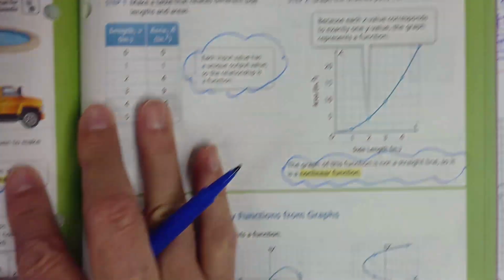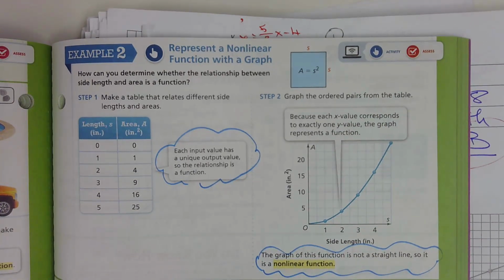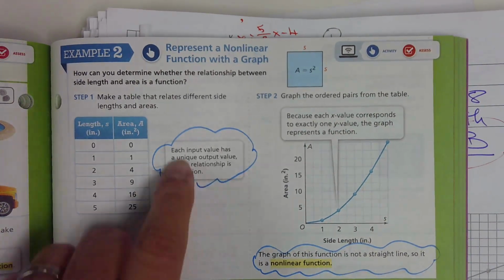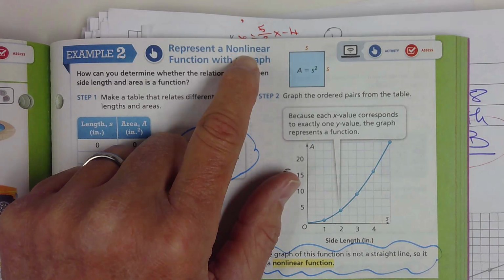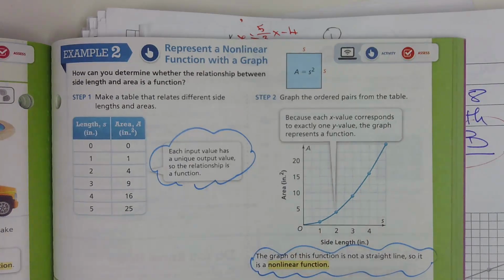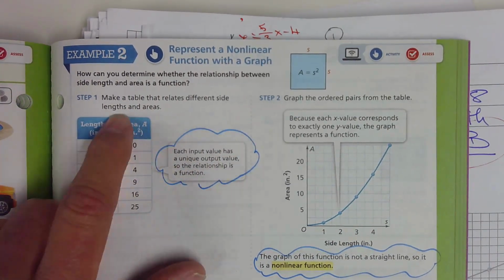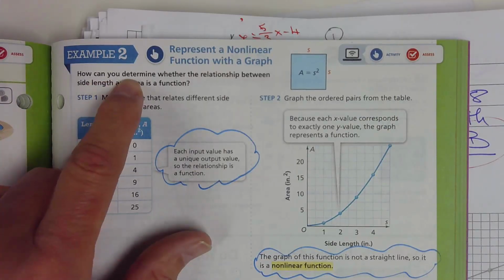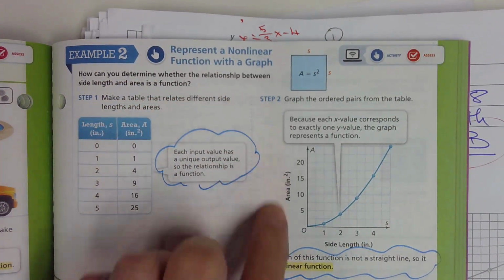Let's look at example 2. It says represent a nonlinear function with a graph. So nonlinear means it's not going to be a straight line. And you can just glance at the graph right here, and you guys can see that. It says make a table that relates the different side lengths and areas, because they're asking you, how can you determine whether a relationship between the side length and an area is a function?